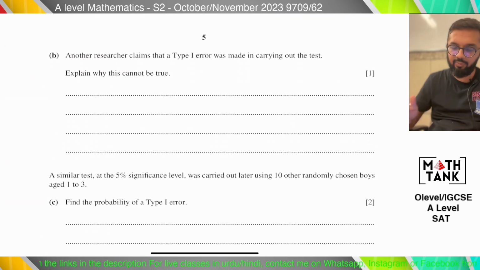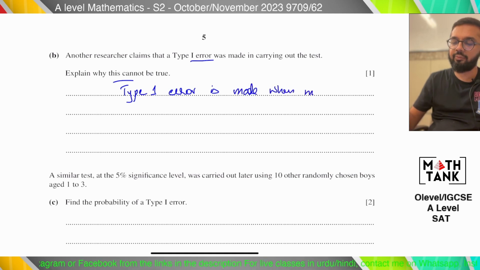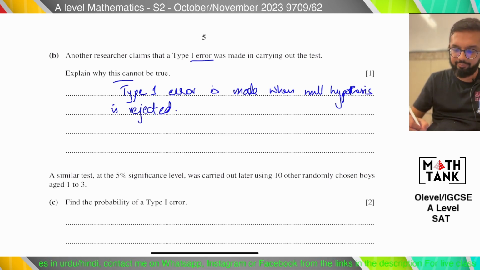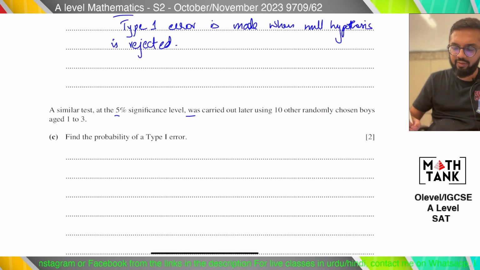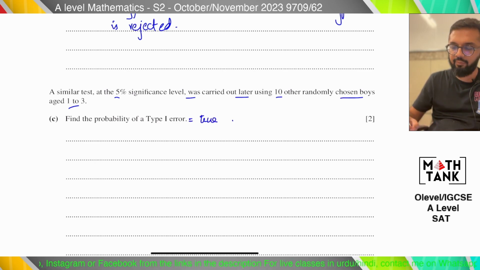Another researcher claims that a type 1 error was made. Explain why this cannot be true. A type 1 error is made when the null hypothesis is rejected. Then it says a similar test at the 5% significance level was carried out later using 10 other randomly chosen boys, aged 1 to 3. Find the probability of a type 1 error. So a type 1 error is the true significance level.